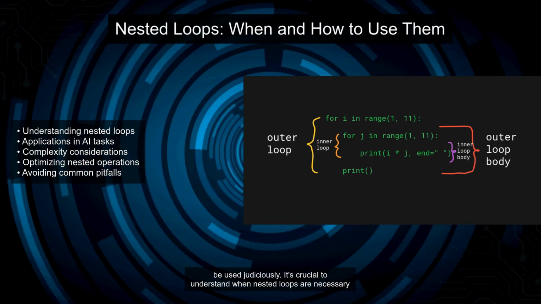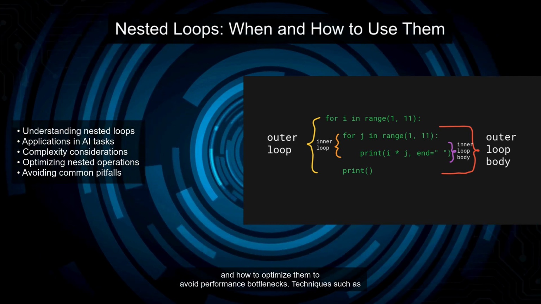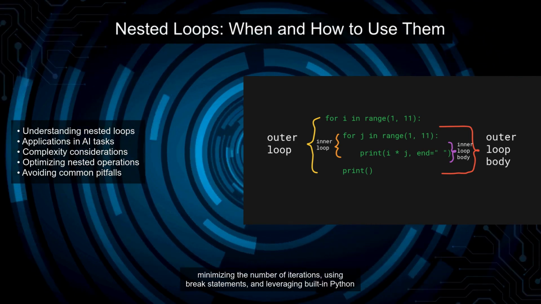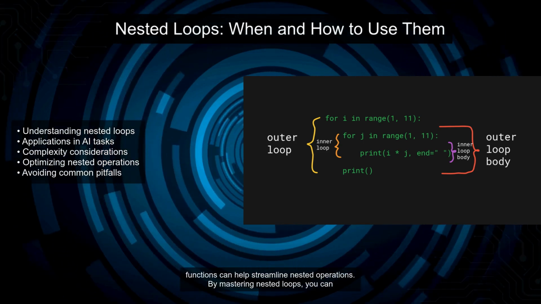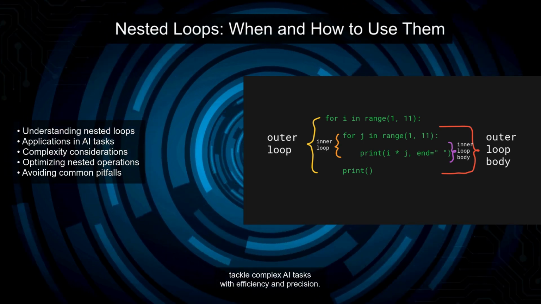It's crucial to understand when nested loops are necessary and how to optimize them to avoid performance bottlenecks. Techniques such as minimizing the number of iterations, using break statements, and leveraging built-in Python functions can help streamline nested operations. By mastering nested loops, you can tackle complex AI tasks with efficiency and precision.